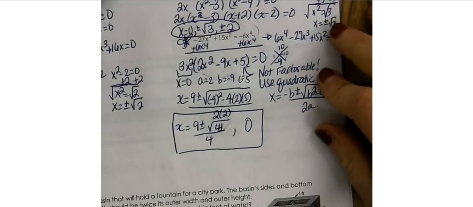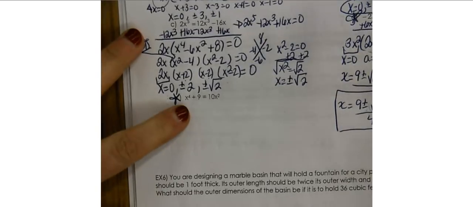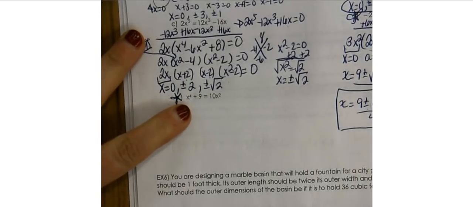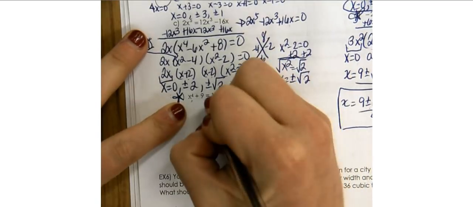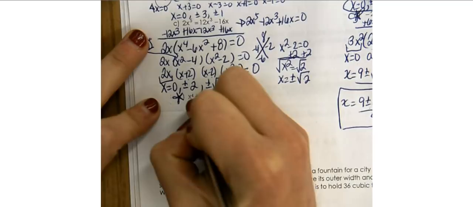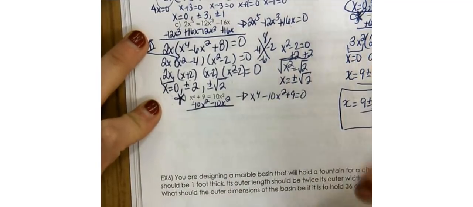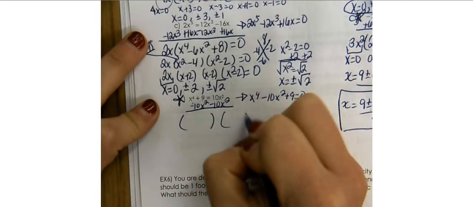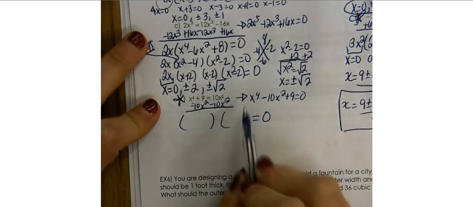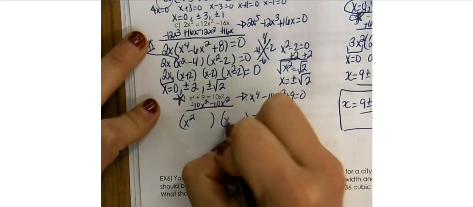And finally, for letter E, x to the 4th plus 9 is equal to 10x squared. We want our leading term to be positive, and our leading term is x to the 4th. So I'm going to subtract 10x squared on both sides. And when I do that, I end up with x to the 4th minus 10x squared plus 9 is equal to 0. Well, there's no greatest common factors, so I'm just going to split this apart into 2 parentheses, splitting the x to the 4th apart into an x squared and an x squared.